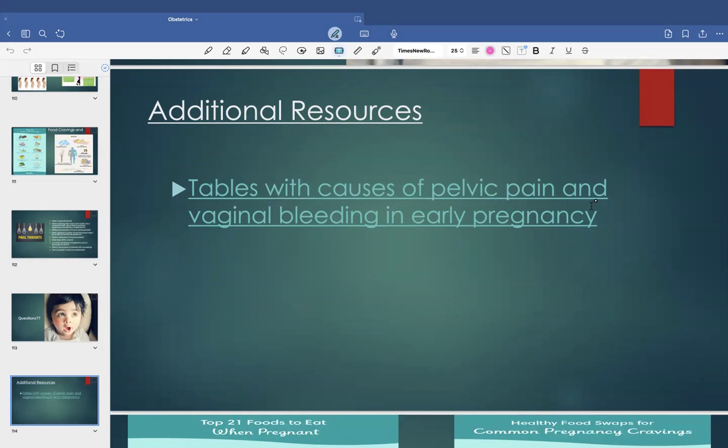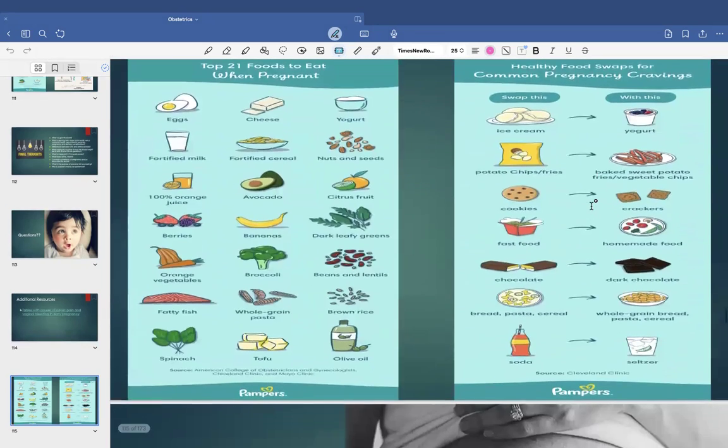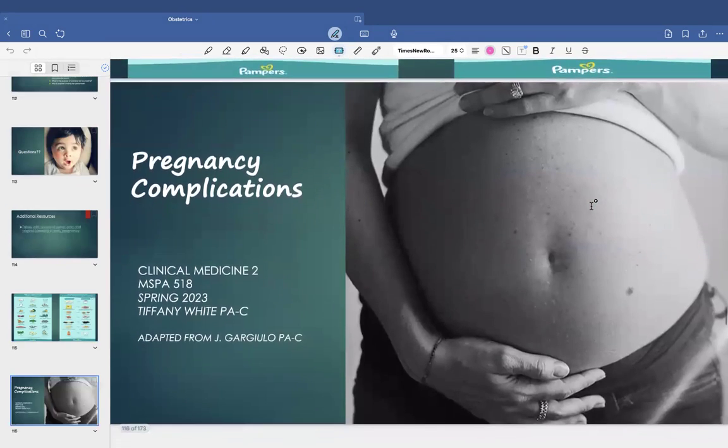So we're going to go into pregnancy complications. Any questions about prenatal care?